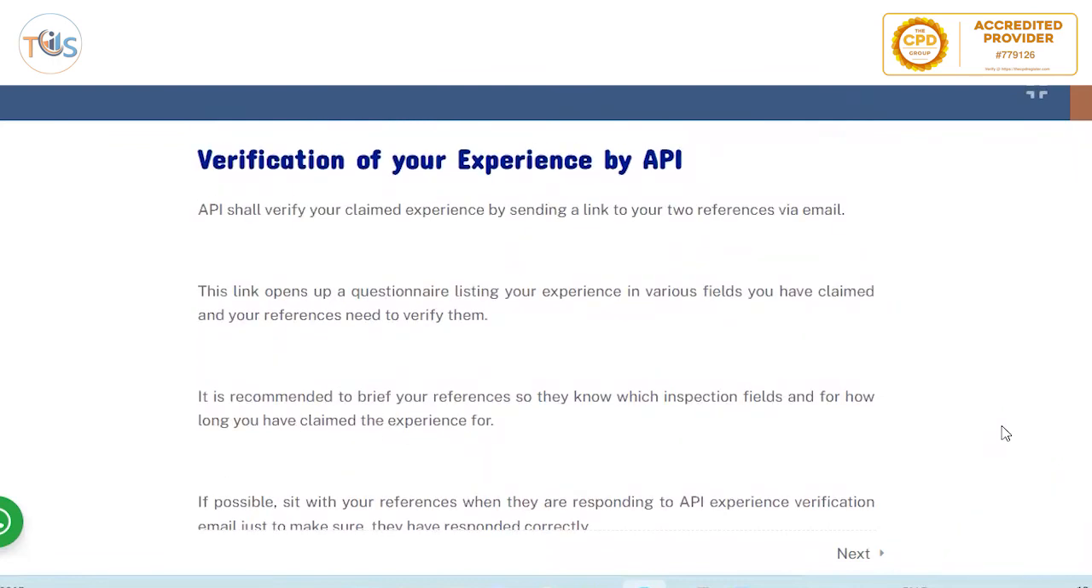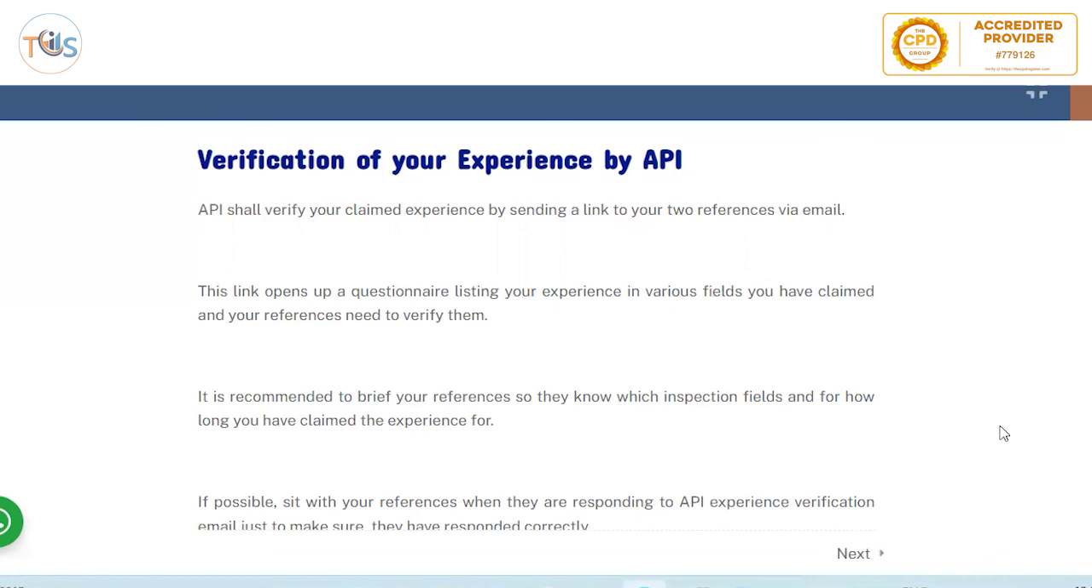Okay, let's see how API verifies your experience. They ask you for 2 references. You have to put the name, whether you're working under them or they're your colleagues. It should be a company email that you provide for your references, and API would send them a questionnaire asking them to verify your experience in different fields: welding, NDT, pressure vessel design, and anything else that's relevant.